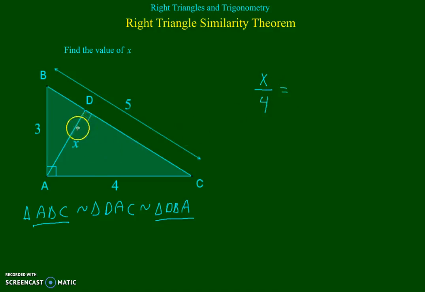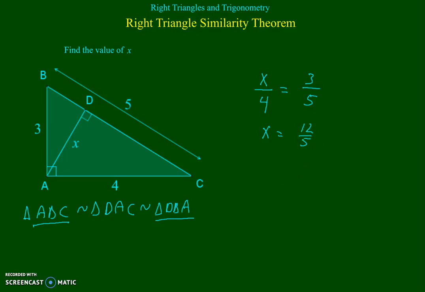Now I go back to the little triangle, and the only other side I know about is BA. So I'm going to use that for 3. And then BA in the small triangle is the second and third vertices, which corresponds to BC in the big triangle. And BC in the big triangle is 5. Now that I have my proportion, it's just a simple matter of multiplying through and solving for x. So x equals 12 over 5.